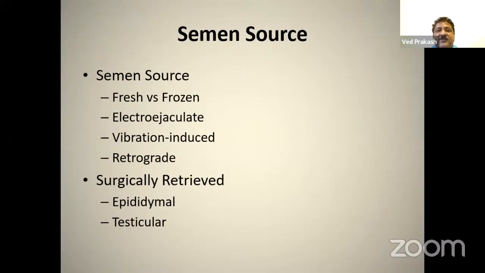So what are the sources of semen? Semen may be fresh or frozen, and sometimes if there is a problem in ejaculation, we use electroejaculation. Sometimes we use vibration-induced semen. Sometimes the sperm are not coming out but going inside the bladder, which is retrograde ejaculation. And sometimes there are no sperm in the semen, so we have to extract the sperm from the epididymis or sometimes the testes.